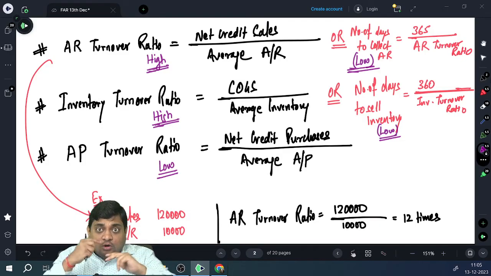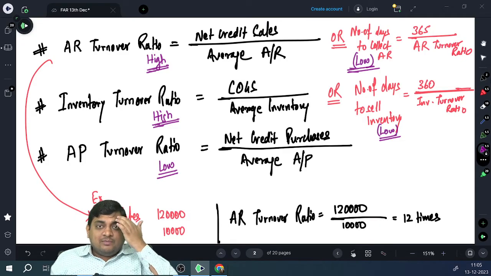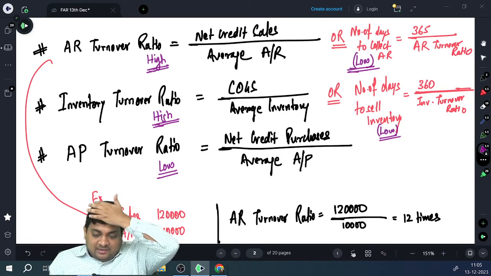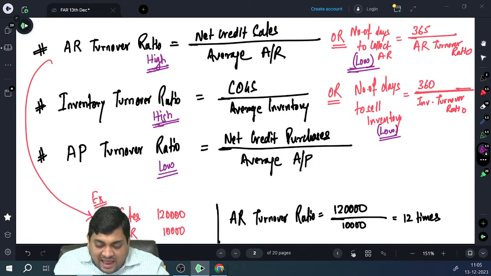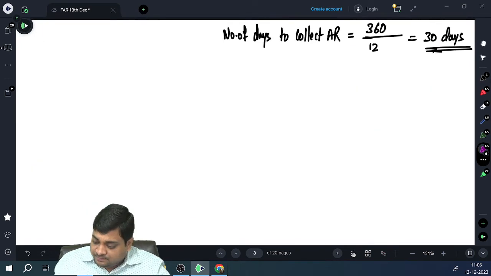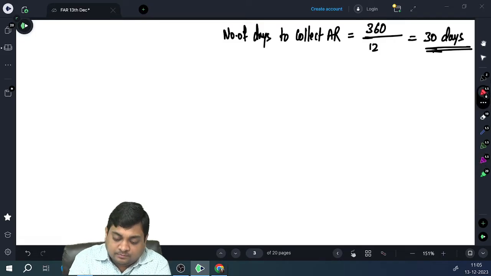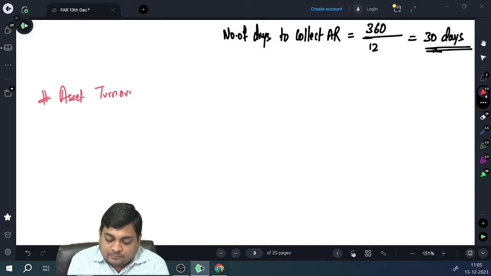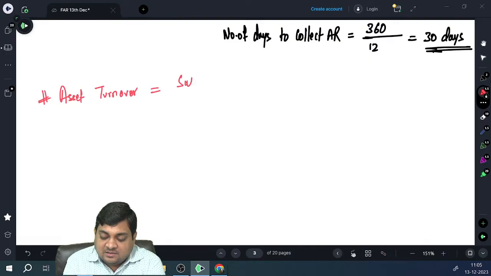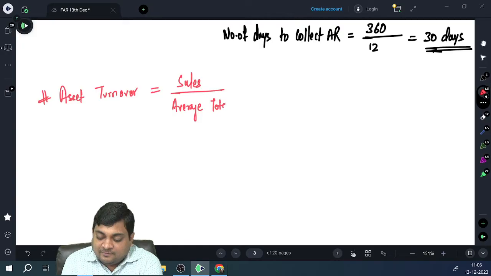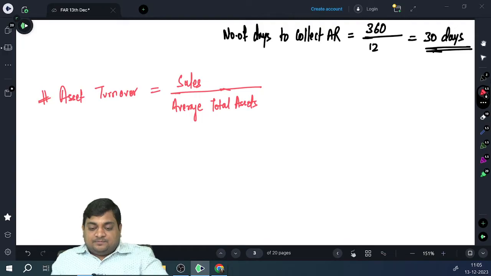High turnover means more quickly you are rotating. Low turnover means less quickly you are rotating, right? So these are three activity ratios which are important. There is one more activity ratio which is important, which is asset turnover. That is sales by average total assets. This is sales by average total asset.